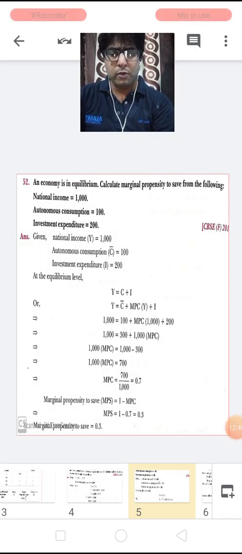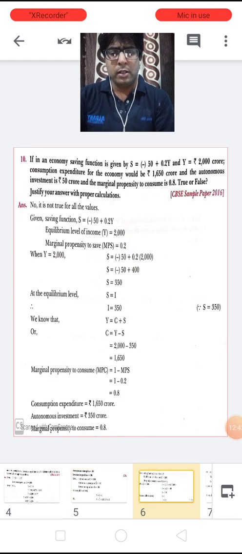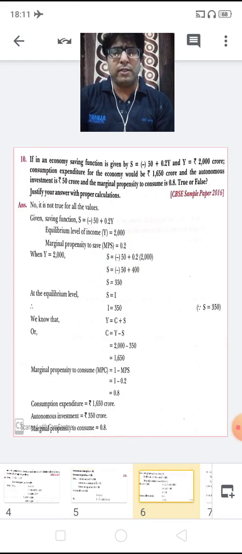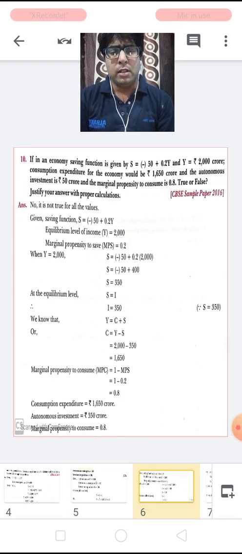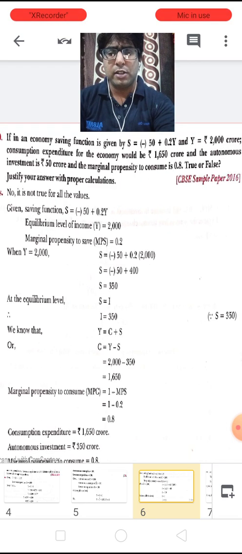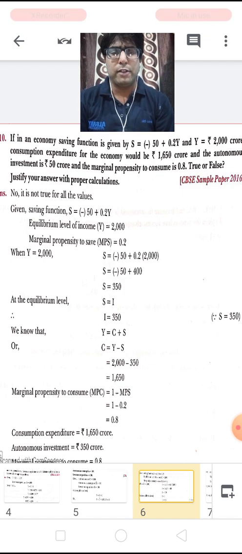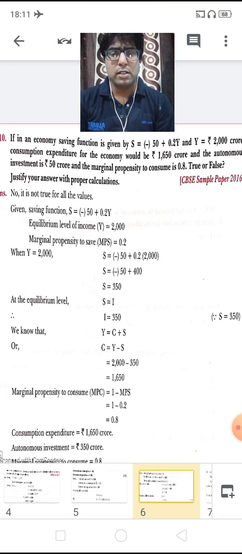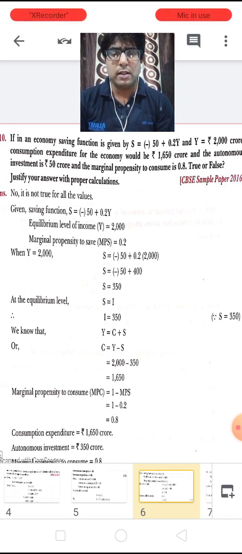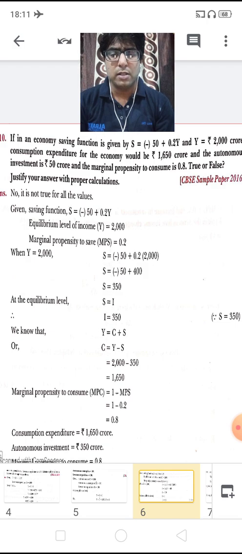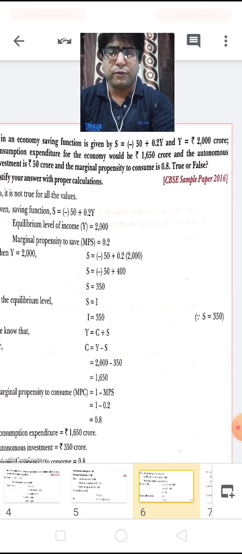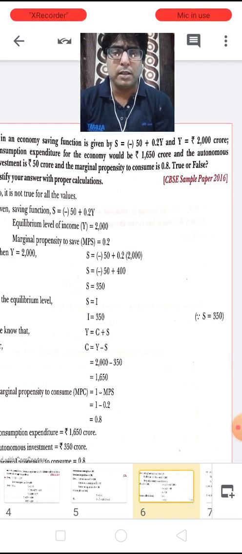Now children, let us move on to the next question. Here it is given that in an economy the saving function is S equals minus 50 plus 0.2Y, and income is 2000 crores, consumption expenditure for the economy would be 1650 crores, and the autonomous investment is 50 crores, and the MPC is 0.8.